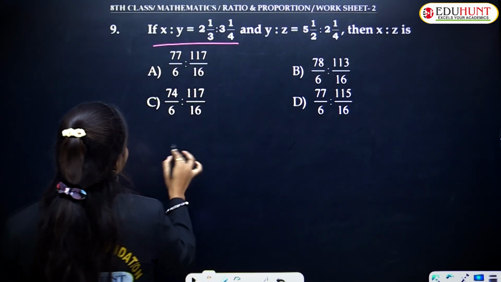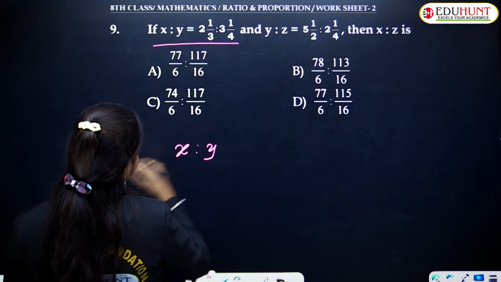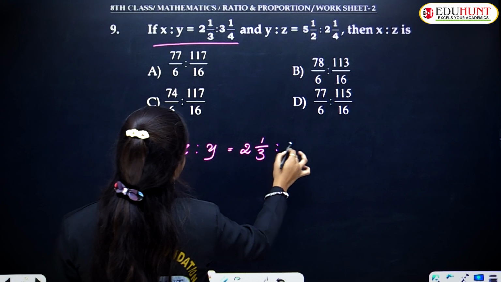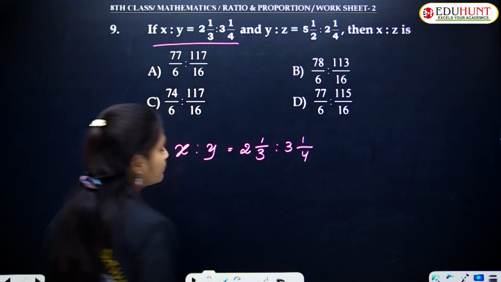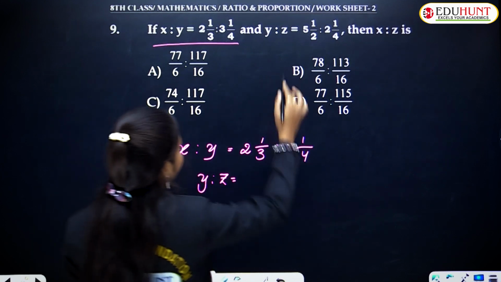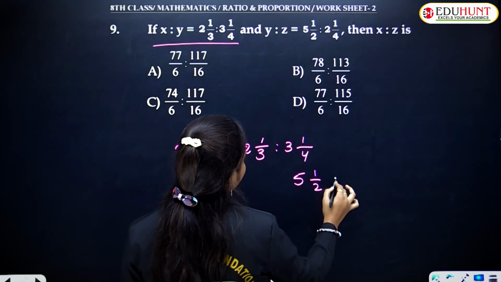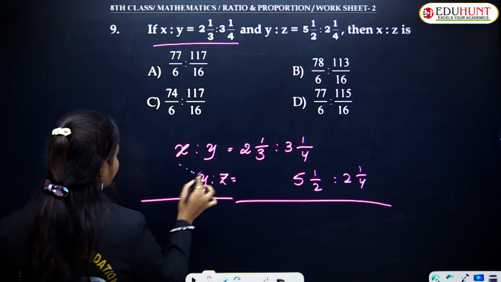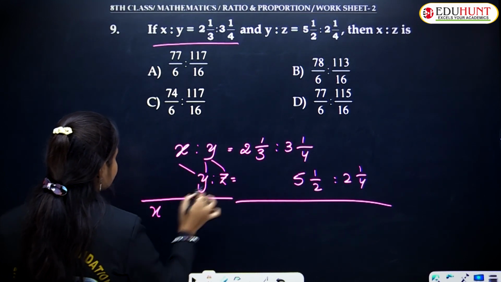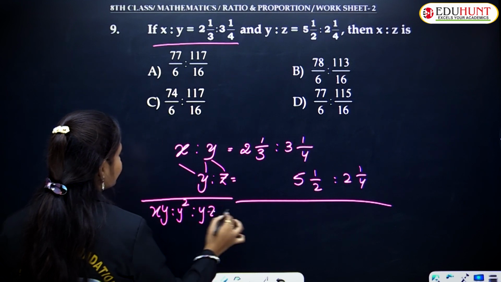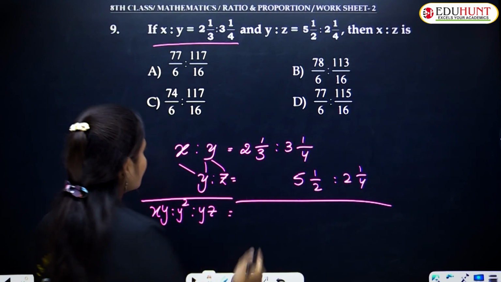So see here, what is given? X is to Y is 2 and 1 by 3 is to 3 and 1 by 4. And in the same way, Y is to Z is 5 and a half is to 2 and 1 by 4. Just take the same process here: XY is to Y square is to YZ. So apply the same concept here.